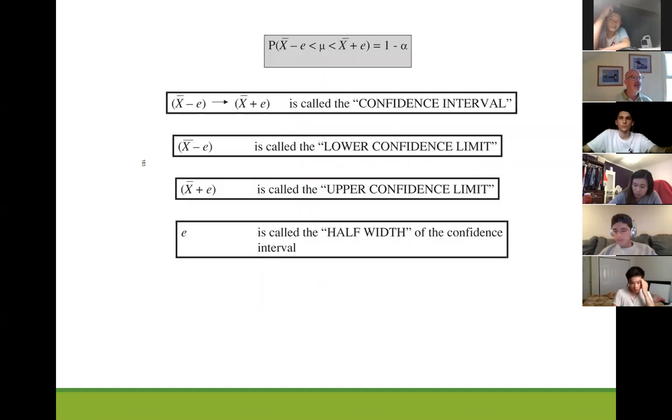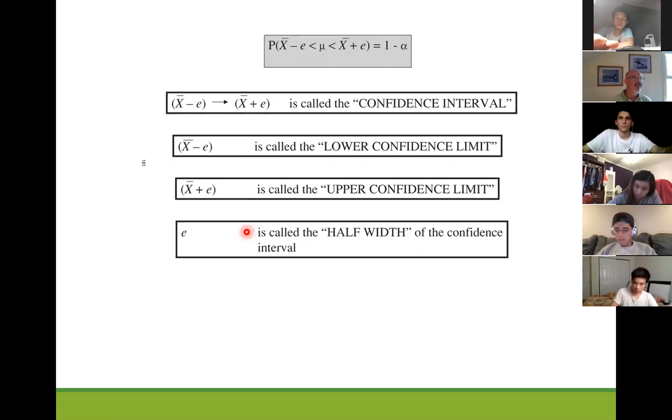Okay, so X bar minus E to X bar plus E. X bar is the sample mean. Again, this is 75 minus 10, 75 plus 10. That's called the confidence interval. Again, I told you, confidence intervals are symmetric, has a mean, and the same distance to the right, same distance to the left. Okay? The one to the left is the lower confidence limit. The one to the right is the upper confidence limit.